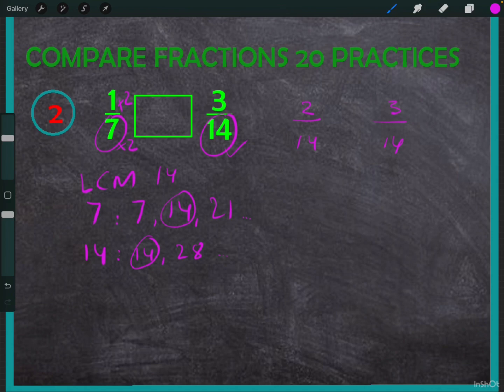So from now we have two new fractions with the same denominator. To compare them, we only need to compare the two numerators. 3 is greater than 2. So 3 over 14 is greater than 2 over 14, or 3 over 14 is greater than 1 over 7.